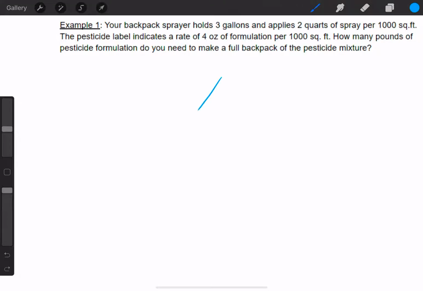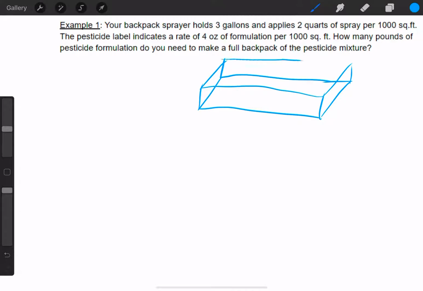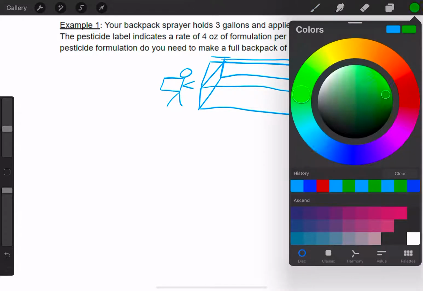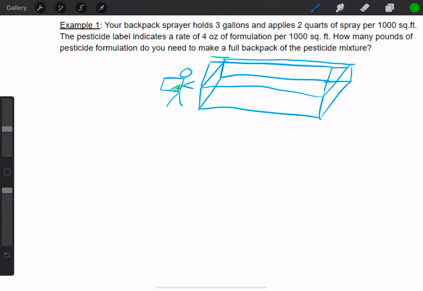We've got a greenhouse, and in that greenhouse, we're going to be applying a spray. All right, so I'm going to draw this, somebody outside the greenhouse, and they've got on this backpack sprayer. Now the backpack sprayer is filled up with pesticide. It's kind of like a hose with a little nozzle, and we're going to be spraying that all into the greenhouse.